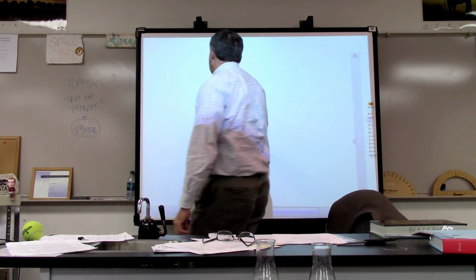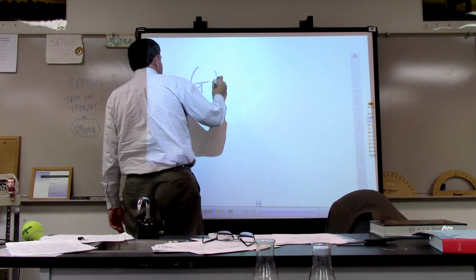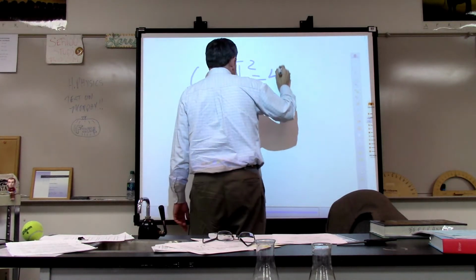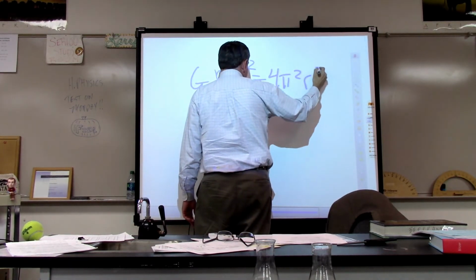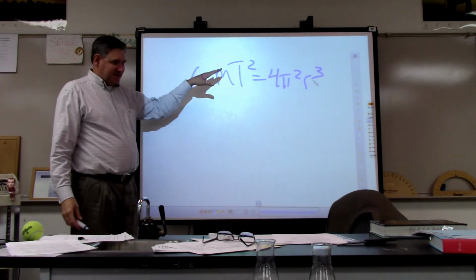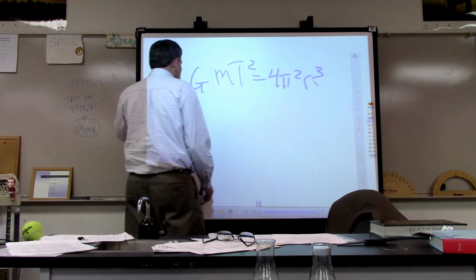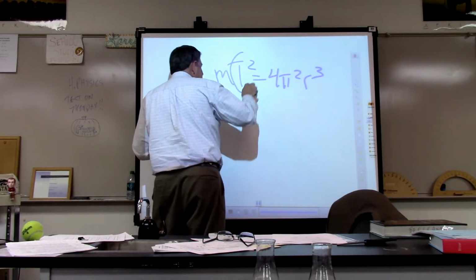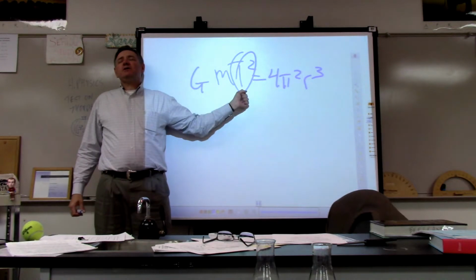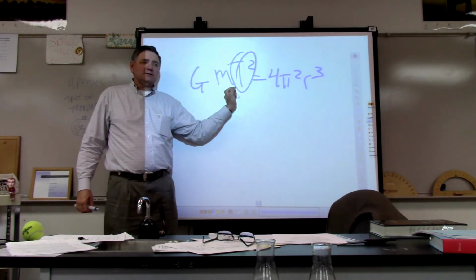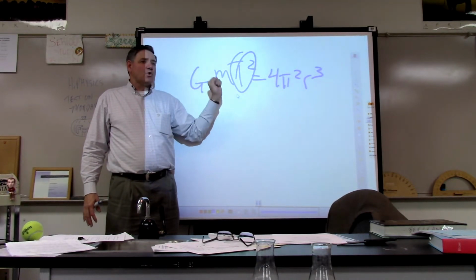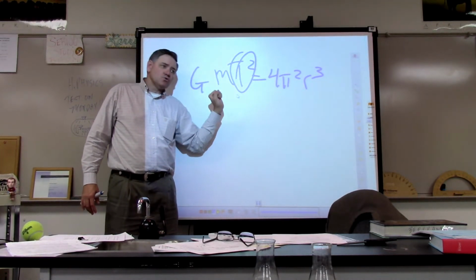GM T squared equals 4 pi squared R cubed. Right? Yeah, it's a Swiss Army knife. So, here's the deal. Eric, you have the value of T, but what do you have to convert the T into? Seconds. Otherwise, you're going to get a number that is horribly, horribly, horribly wrong, like miles per hour.